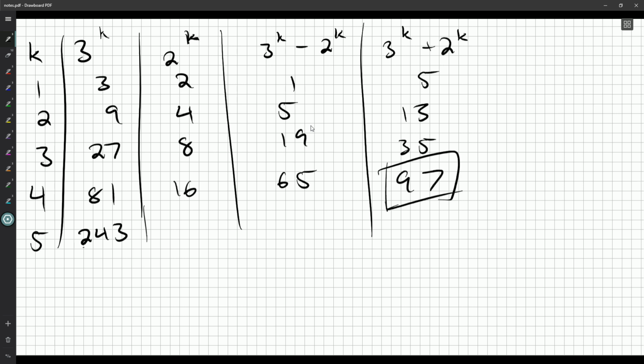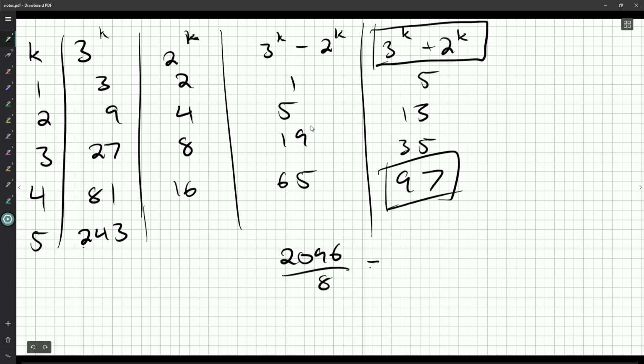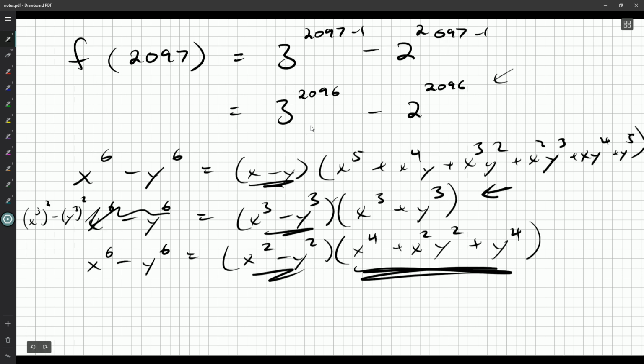So, what do I need to do? I need to get 3 to the 4 plus 2 to the 4. Now, here's where we hope. 2096, just grab a calculator. 2096, does it divide by 8? It does. Okay, good. Otherwise, I would have had a very big problem, because I can't just go and pull any of these out. Like, the 5s I actually couldn't do because 2096 isn't a multiple of 5.